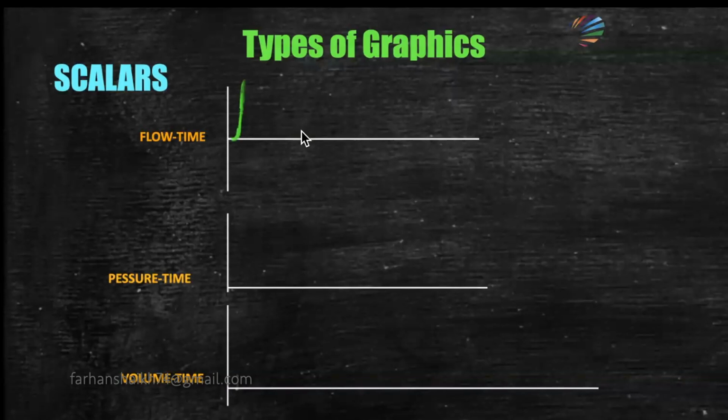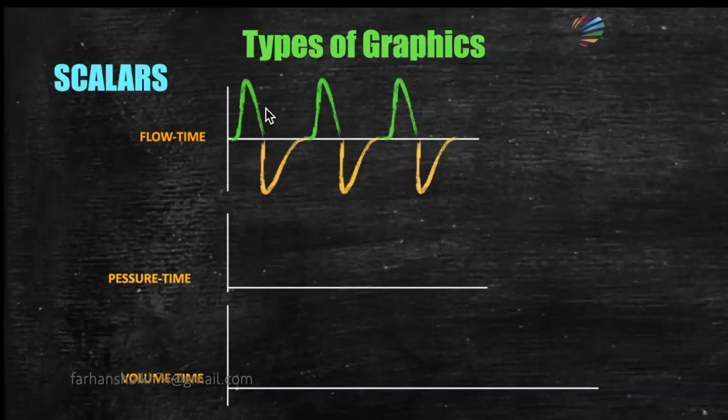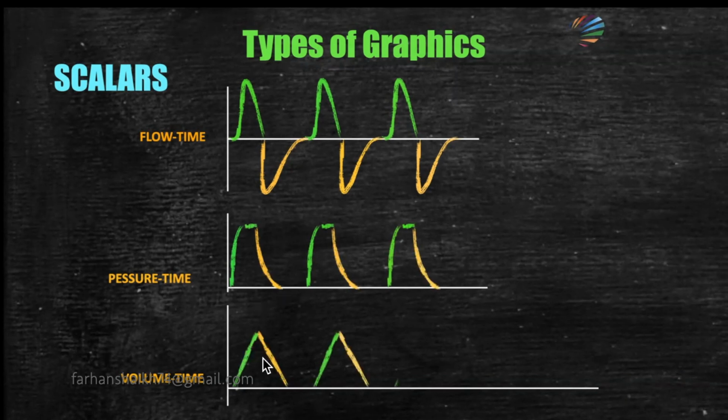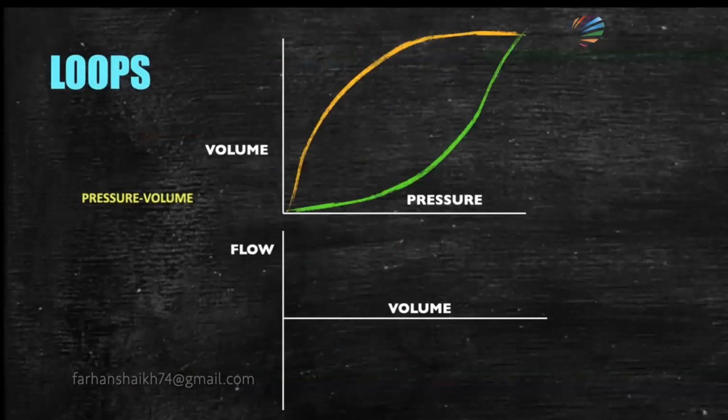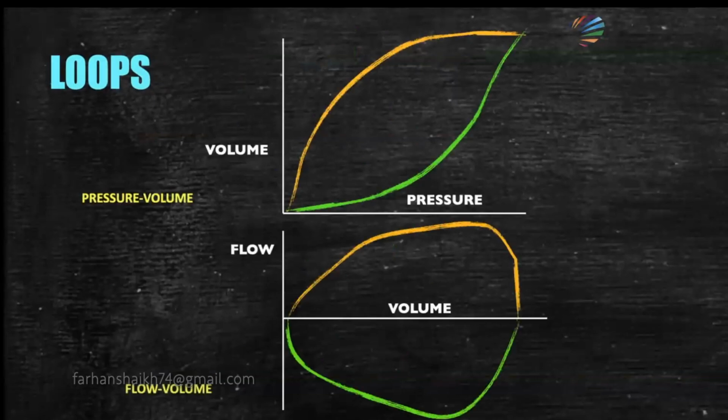Firstly, scalars, which can be flow time scalar like this, which has got a positive as well as negative deflection, pressure time scalar, and volume time scalar. And both pressure and volume time scalar have got only positive deflection above the x-axis. Then we have loops, which can be a pressure volume loop like this, or a flow volume loop, which has got a peak expiratory flow, peak inspiratory flow, and a functional residual capacity.